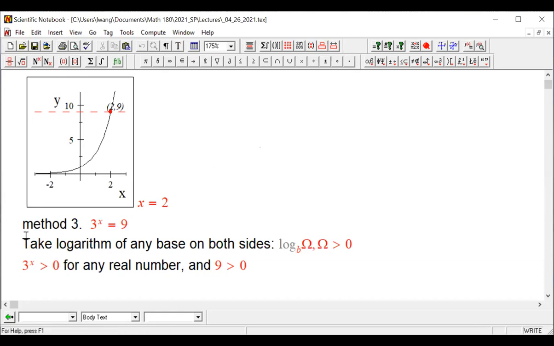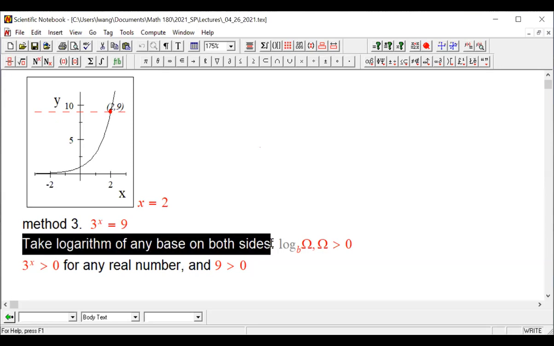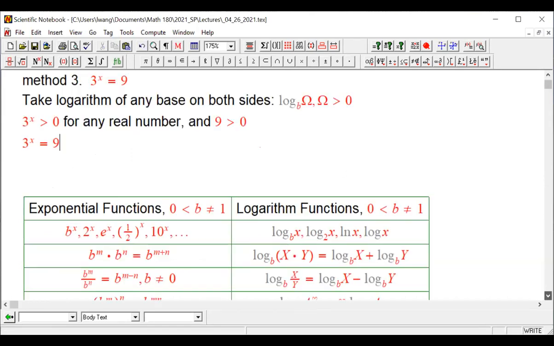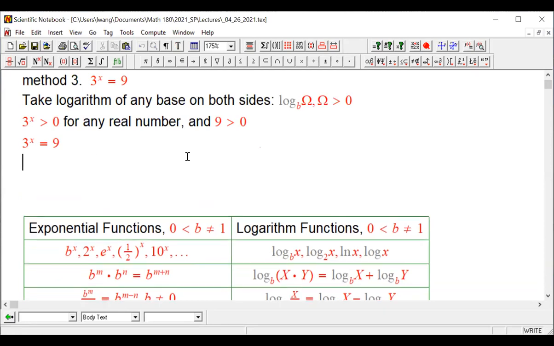That's the condition we must satisfy when we take a logarithm on both sides. So when we take a logarithm on both sides, we must be aware of the domain. And in this case, yes, the domain requirements are satisfied. So we can take a logarithm on both sides.